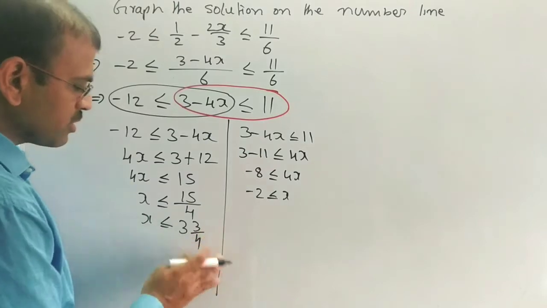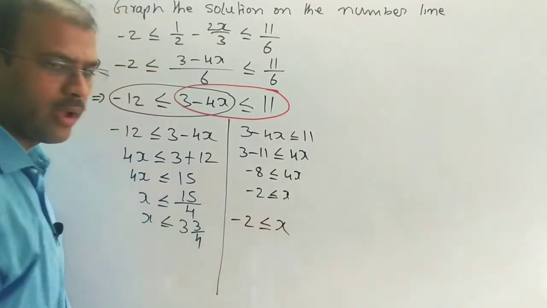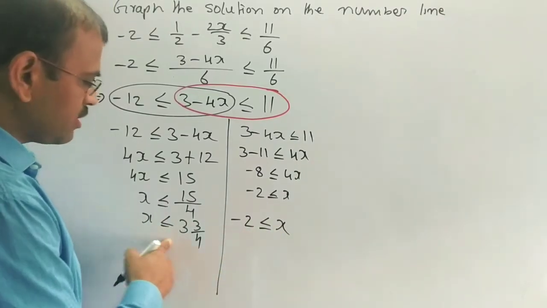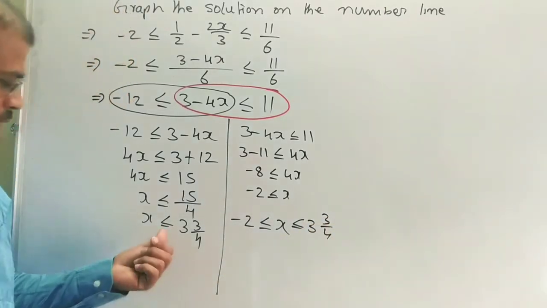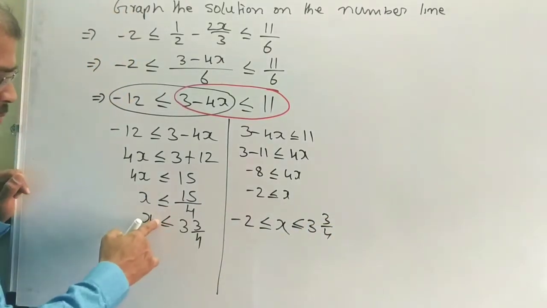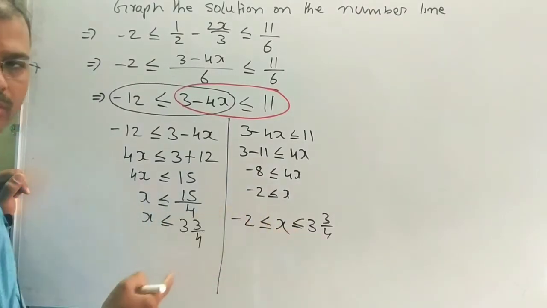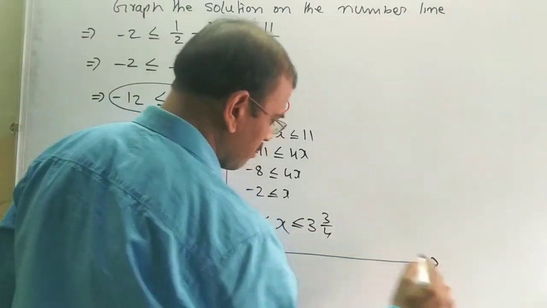Now write both the solutions together: -2 ≤ x. First I am writing the negative value. Next, write the other term: x ≤ 3/4. If you notice, the sharp arrowhead is facing the x in both. Now we have to plot this solution on the number line.